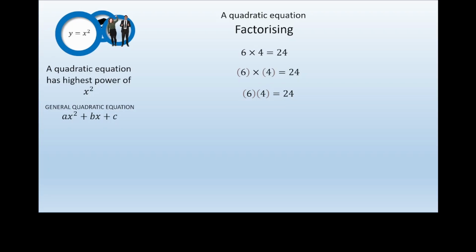What do we call 6 and 4? What do we call these numbers when they're paired together? Well, they're a factor pair. 6 and 4 are the factors of 24.